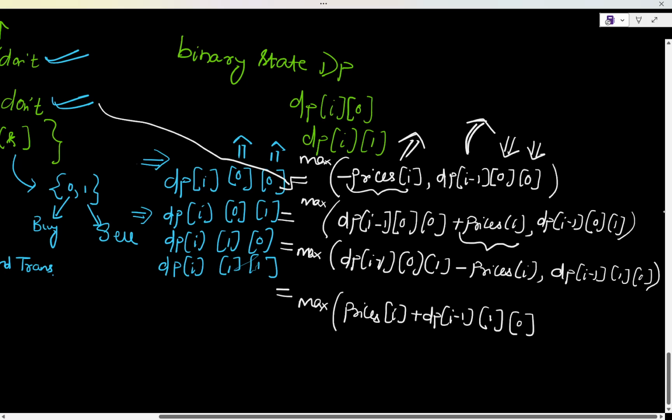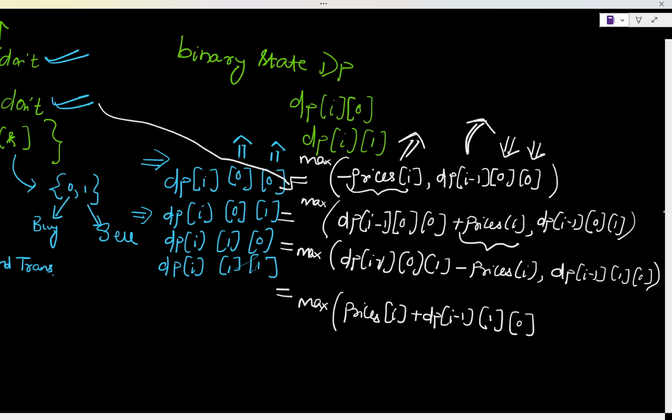Okay? I mean, that's the benefit of using binary state DPs. You don't have to think a lot. You just intuitively know what it is that you are going to do, what needs to be done in the problem, and you just translate it into code. That's what I'm doing here.